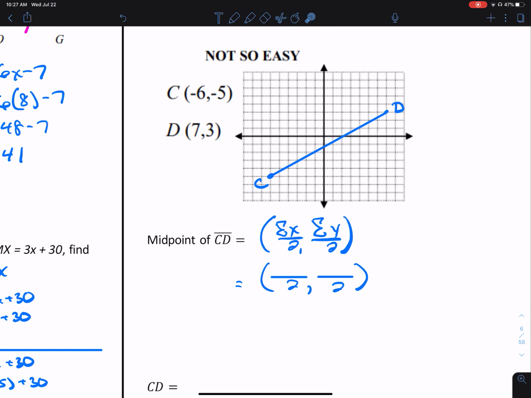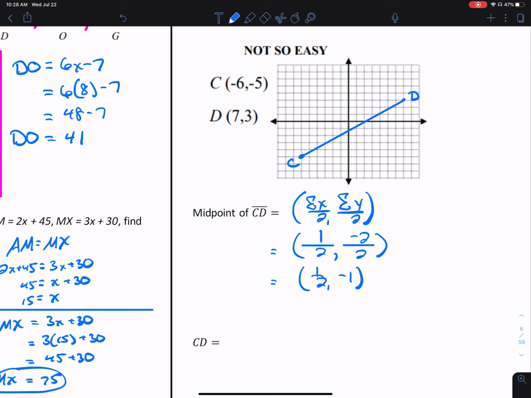So let's sum our x values together. We have a -6 and 7. What's the sum of -6 and 7? Well, that's 1. What's the sum of -5 and 3? Well, that's -2. If your fraction can be reduced, reduce it. 1 over 2 doesn't reduce. -2 over 2 reduces to -1. So the midpoint of segment CD is the ordered pair (1/2, -1).